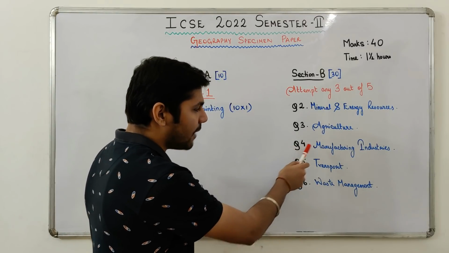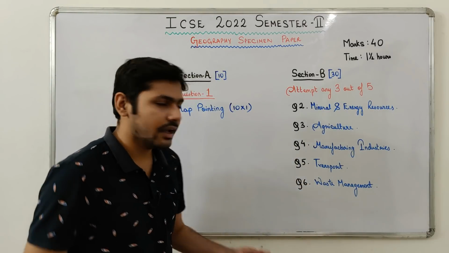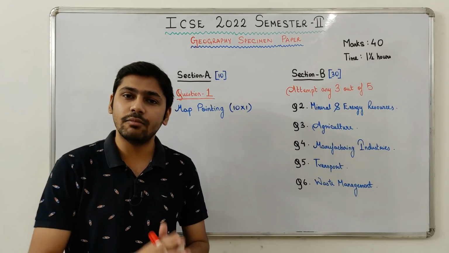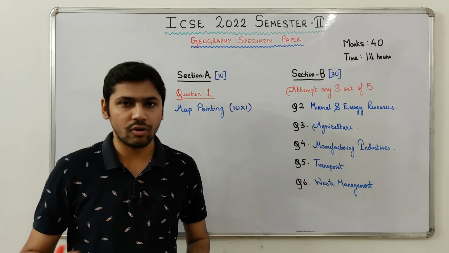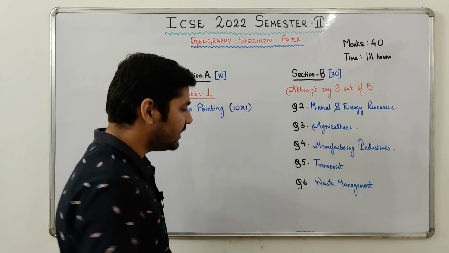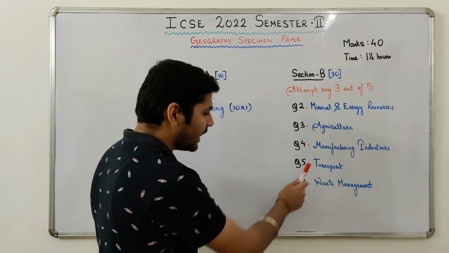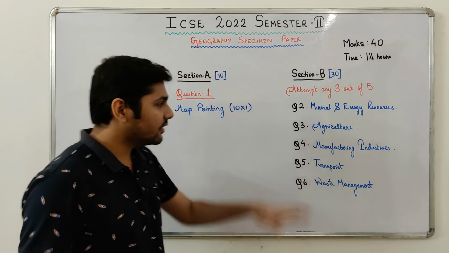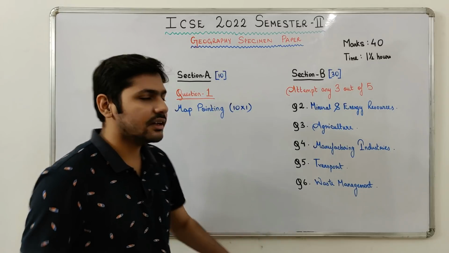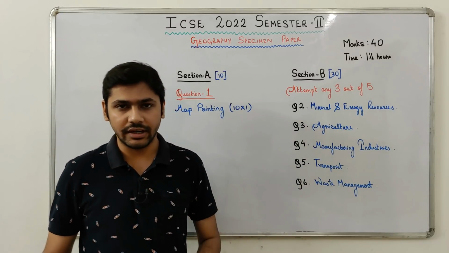Question 4 will be from manufacturing industries of India, and by manufacturing industries I mean both the chapters, which are mineral based industries and agro based industries. Then we have question 5 from transport and question 6 from waste management. So guys, out of these 5 questions you will have to attempt any 3.